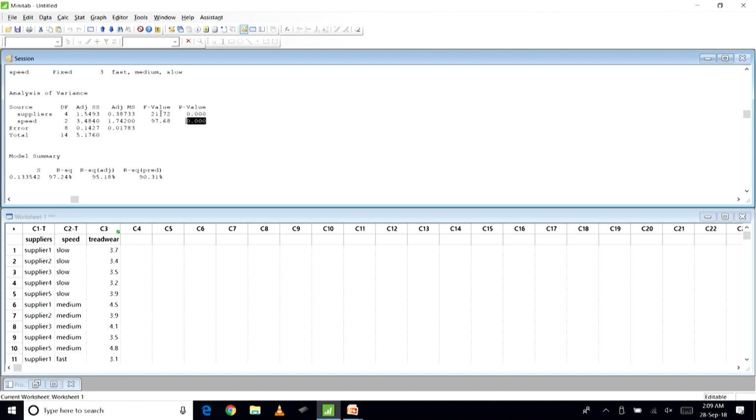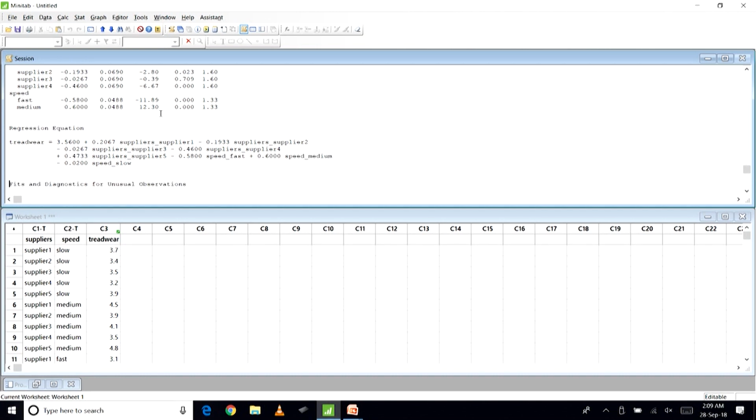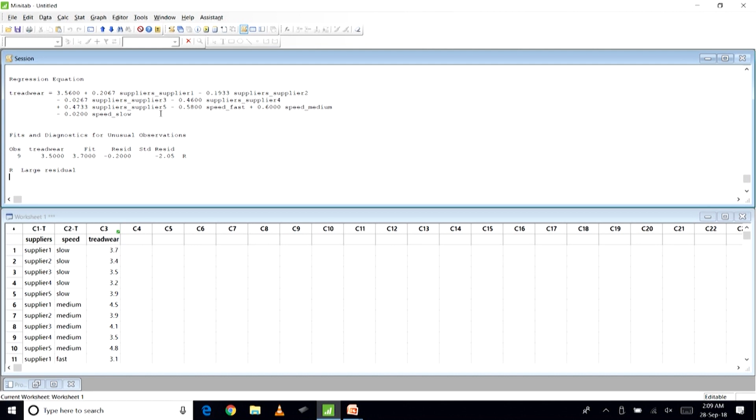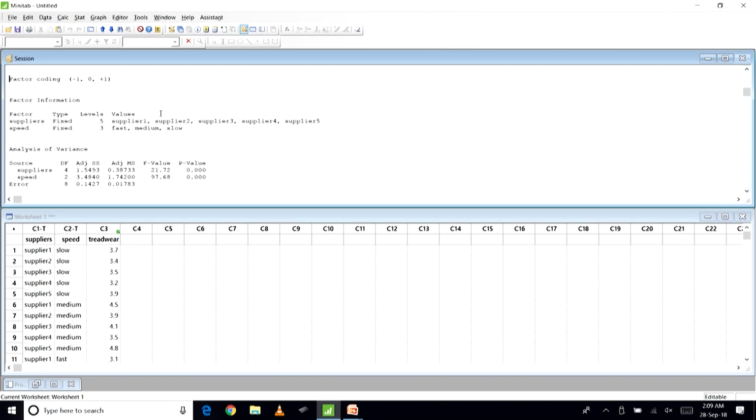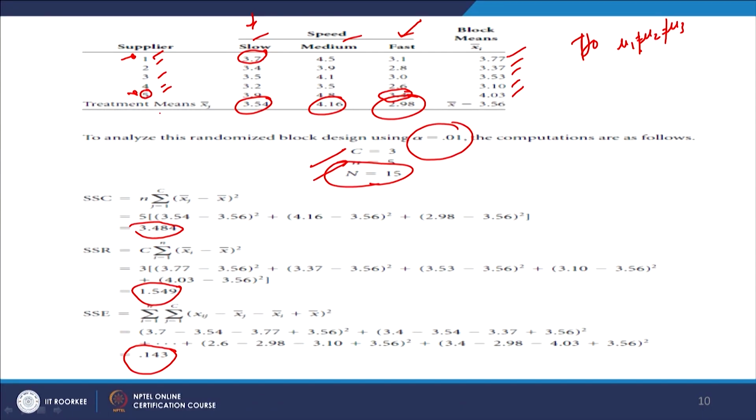Now, if you go downward, let us see what other things there are in the output. Okay. In fact, the other things are not of use. So, you just look at the F values and p values. So, you are rejecting the null hypothesis. Okay. So, this is how you should solve a question. We will move on to the second question.